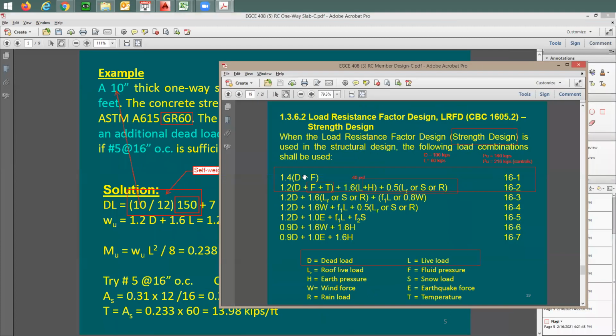This one here, you can do it in moment. So this D can be moment. It can be uniform load. It can be linear load. It can be axial load. Depends.